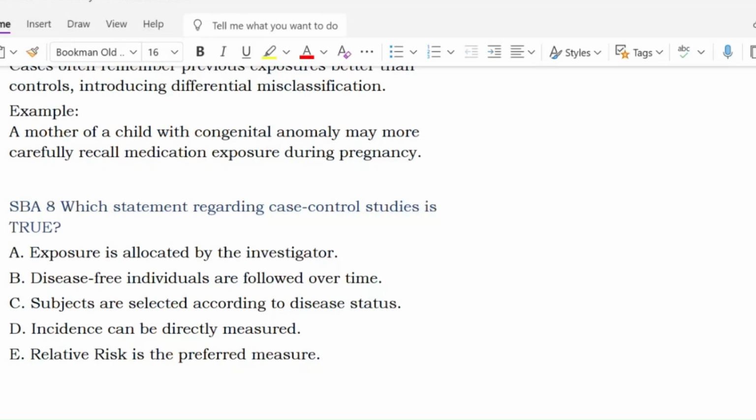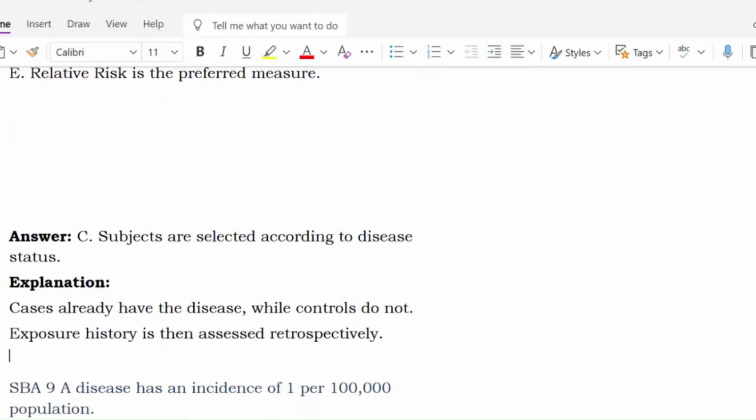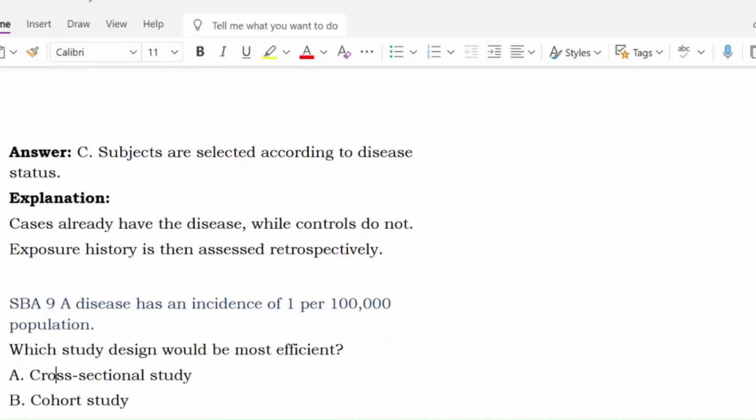Sir, option A. No, it is going to be C. The primary step in case control is selection of the cases. Subjects are selected according to the disease. That is the main thing. Cases already have the disease, while controls do not. Exposure history is then assessed retrospectively.